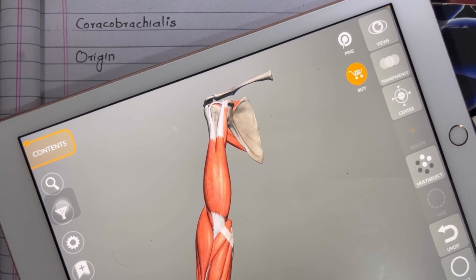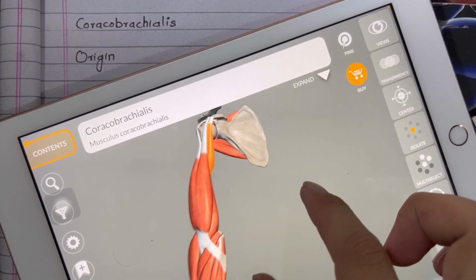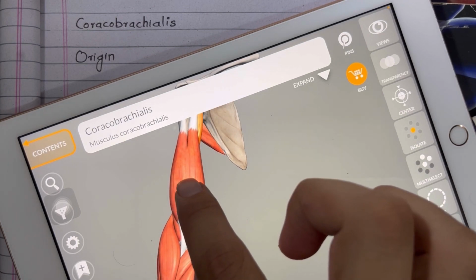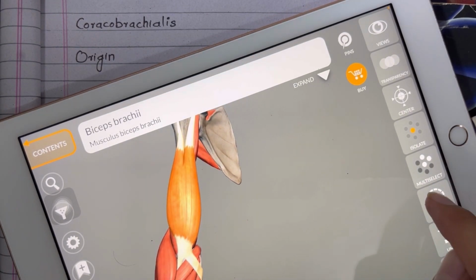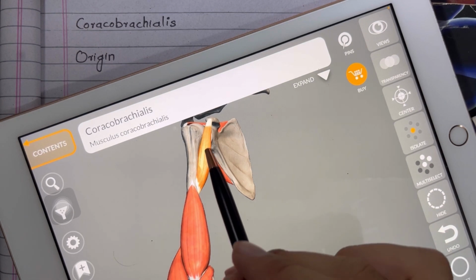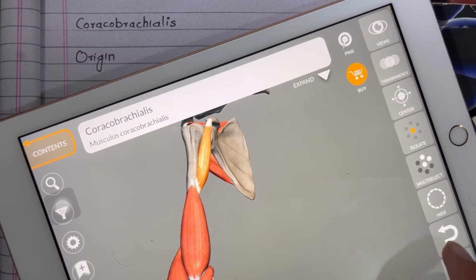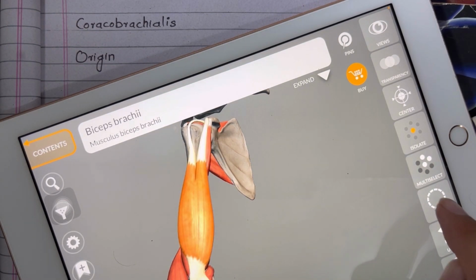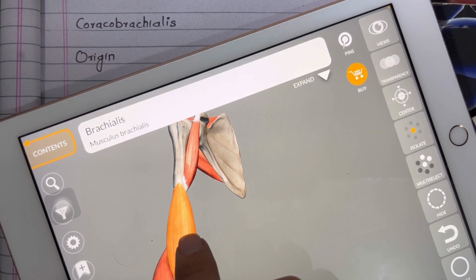Now student, moving toward another muscle of the anterior compartment of the arm region, the Coracobrachialis muscle. Student, the Coracobrachialis muscle is located deep to the biceps brachii muscle. Here, this is the Coracobrachialis muscle. It is located deep to the biceps brachii muscle and medial to the brachialis muscle.